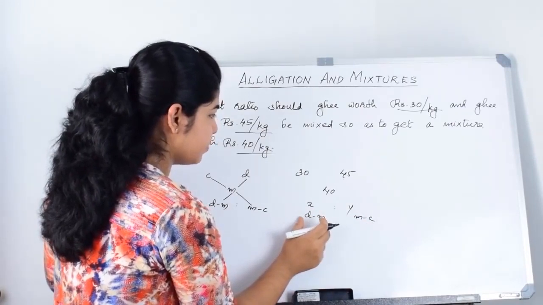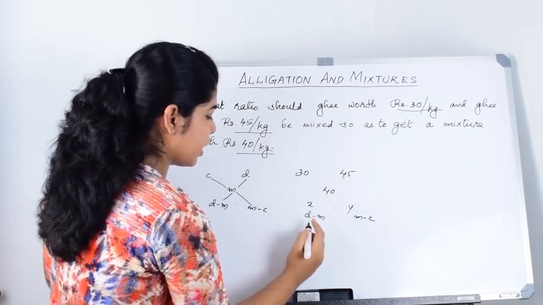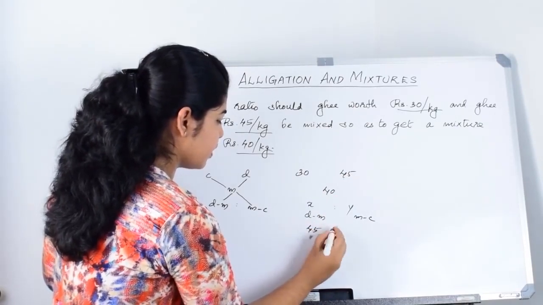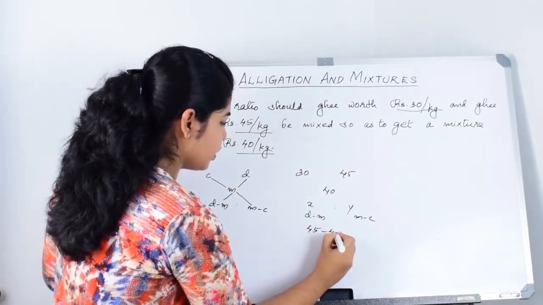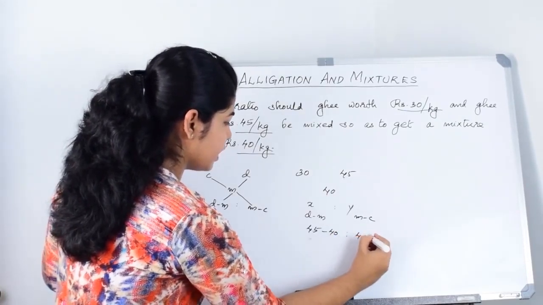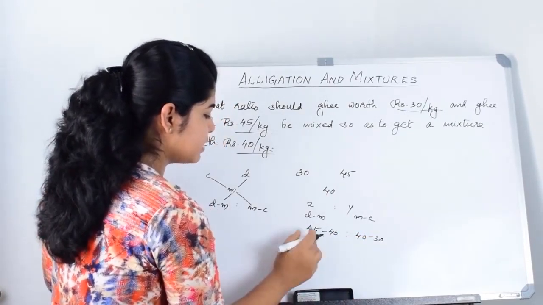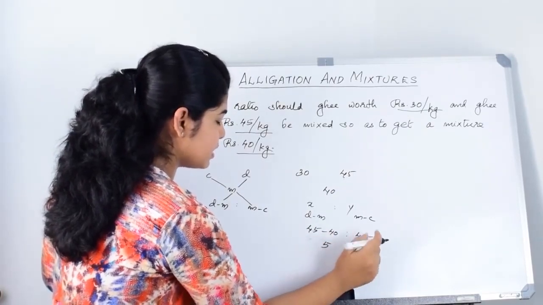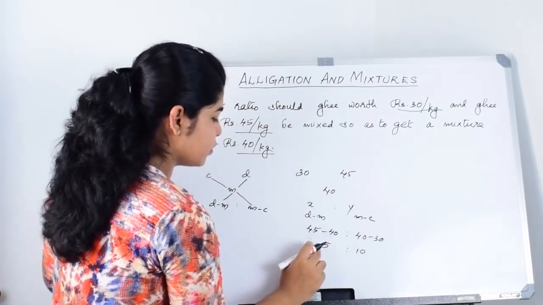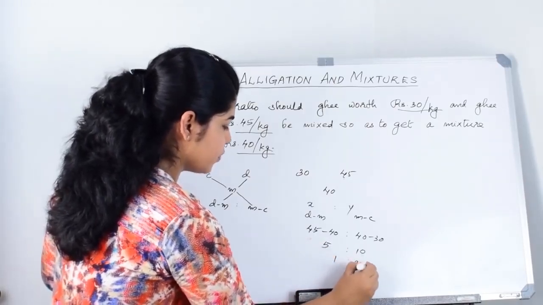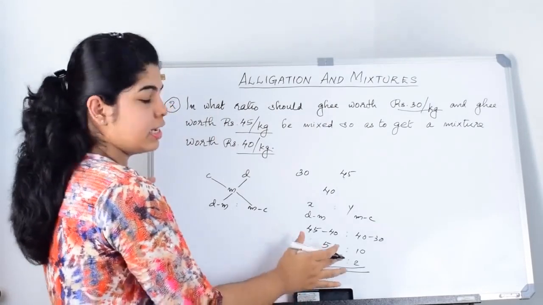So d minus m is 45 minus 40 is to 40 minus 30. 45 minus 40 is 5, then 40 minus 30 is 10. By cancelling both with 5, we will get 1 is to 2. So our final answer is 1 is to 2.